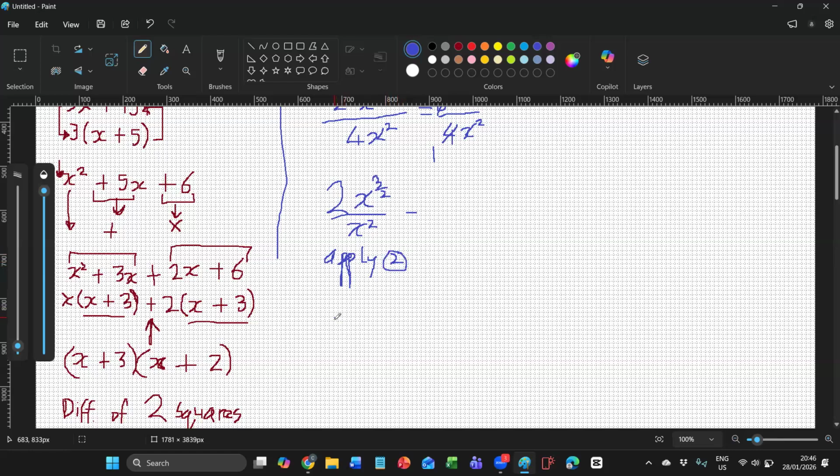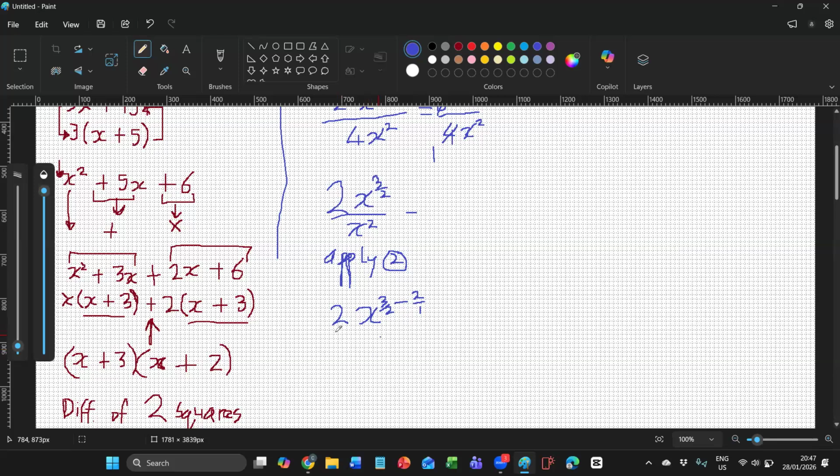So law 2 says that, of course, we'll keep the 2 waiting, and then we'll now apply it, because it's only the x that is involved now. That's going to be 3 over 2 minus what? Minus 2, right? I know you're thinking, how will we write it? Well, you're free to write 2 over 1. It's fine. It will still work.